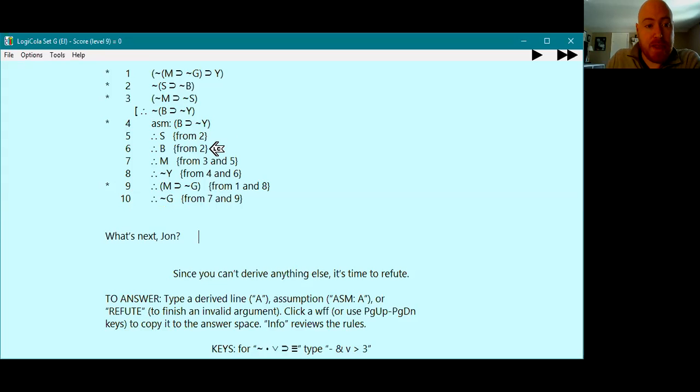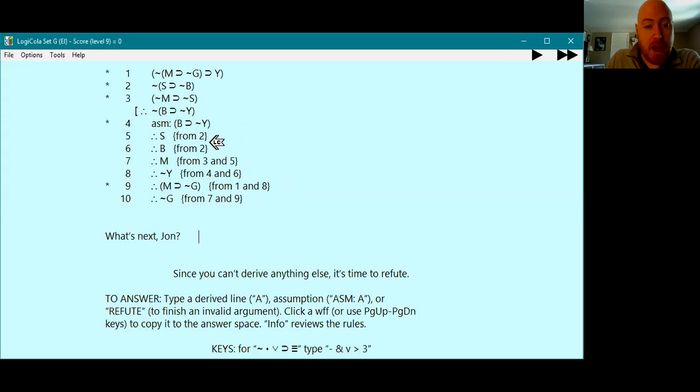On line 6, I've got that B is true. On line 7, I've got that M is true. On line 8, I've got not Y is true. And then on line 10, I've got that not G is true. Okay, so what I've done is I've actually accounted for all of the sentence letters that are being used in the premises and all the sentence letters that are being used in the conclusion.